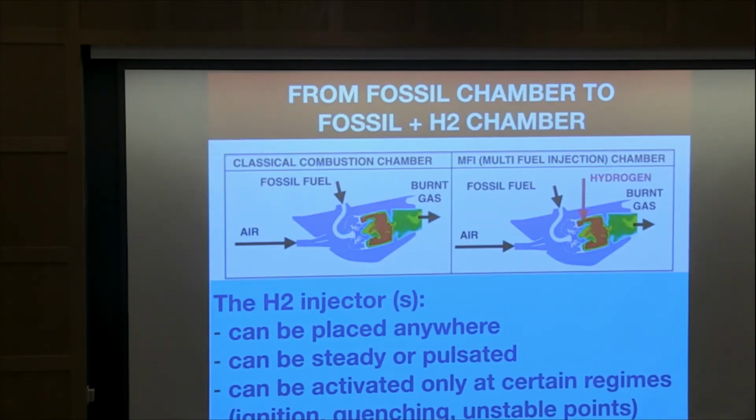And this is a typical example here. You have an existing chamber and you fit an H2 injector somewhere, anywhere. And then you can start playing with that. You can make it work from time to time. You can make it steady, or you can pulsate it. And you can even ignite it, for example, when you have a problem of quenching. Or you can do a lot of things in terms of controlling this chamber.